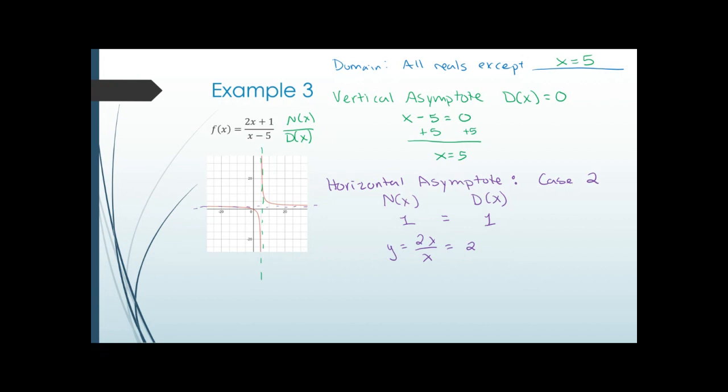So if you pretend you put in a giant number for x, you would have on the top 2 times a giant number plus 1. 2 times a giant number is giant. 2 times a giant number plus 1 is still giant. So that plus 1 doesn't really matter, and that's why we ignore it when we're looking at the horizontal asymptote.